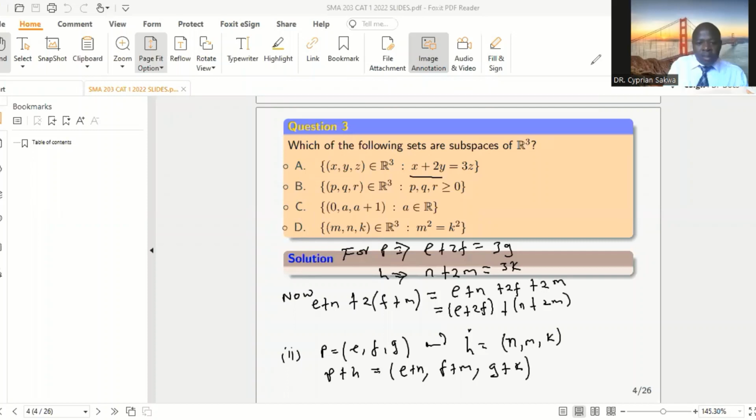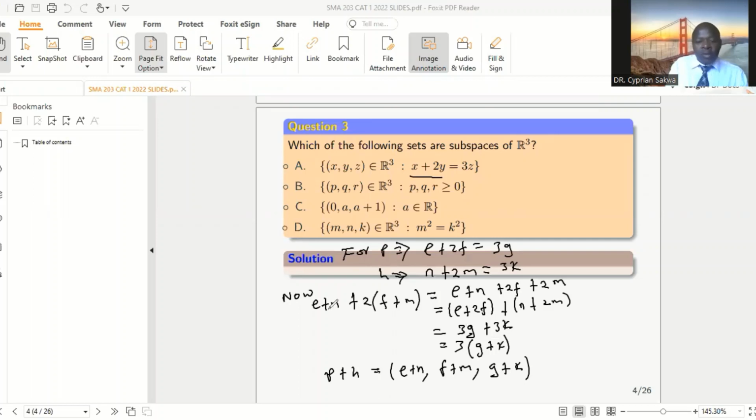Let me clear some space here. I will see what to do here. Now, what was E plus 2F? E plus 2F is here, is 3G. What was N plus 2M? N plus 2M is here is 3K. So what is this? This is 3 multiplied by G plus K. And that's what we wanted to show.